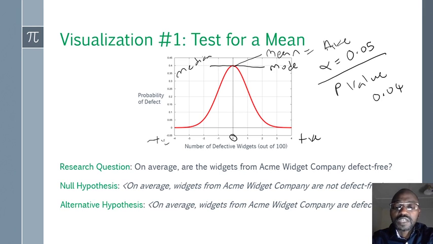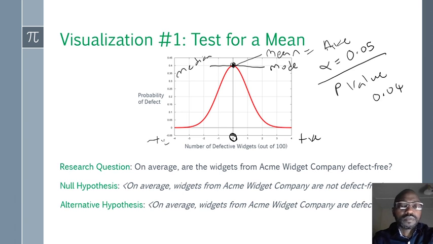Now the alternative hypothesis says on average widgets from Akai widget company are defect free. Note, we know for a fact that looking at the diagram here, on average, at this point here, Akai company widgets are defect free. We've already known that from the result. So writing a null hypothesis is quite easy from this point, because basically we need to write a null hypothesis that will be rejected once we get a p-value equal to or less than 0.05.